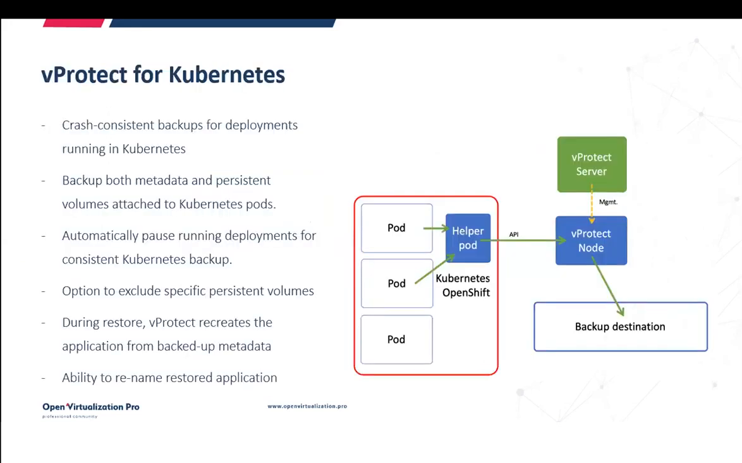Now, for Kubernetes in particular, vProtect provides a crash-consistent backup of deployments running in Kubernetes environments. It can actually back up both the metadata and the persistent volumes attached to pods running in Kubernetes. With a really slick user interface, it's very modern, very easy to use, very intuitive, you're quickly able to set up protection and store Kubernetes backups in any of those backup destinations that we mentioned earlier.